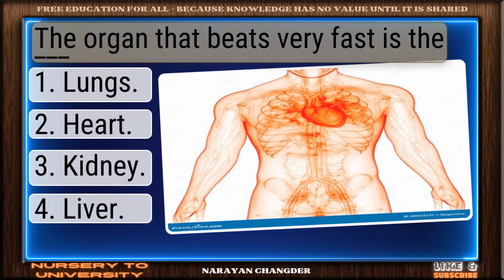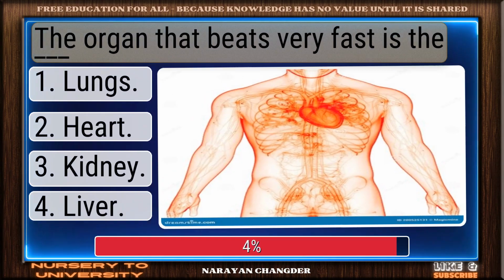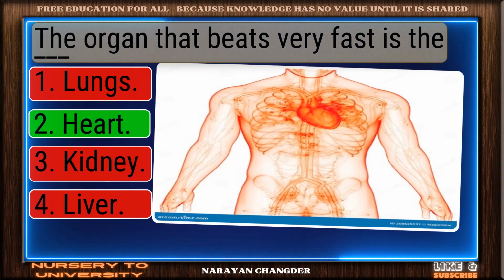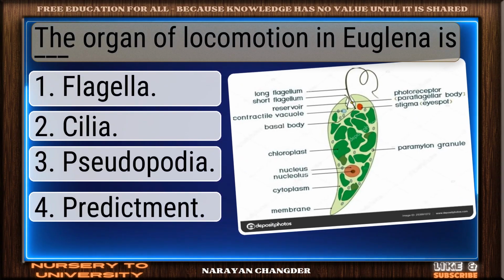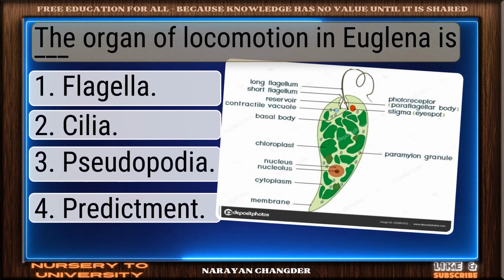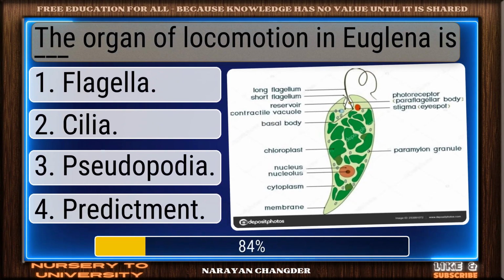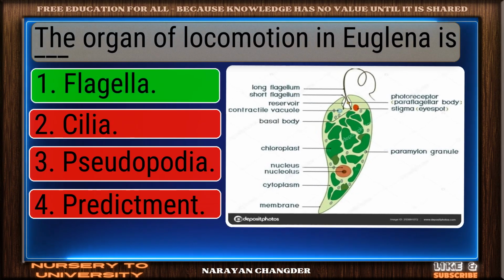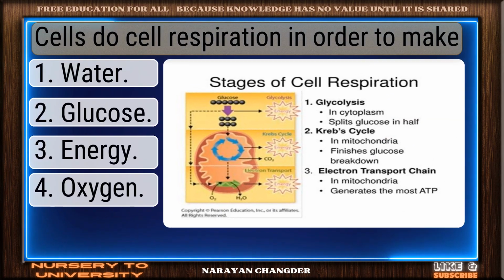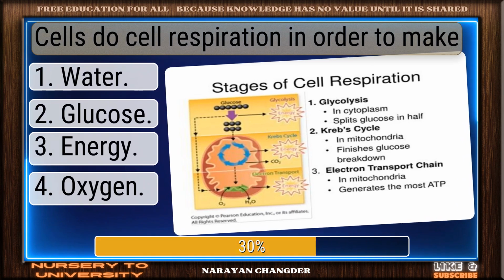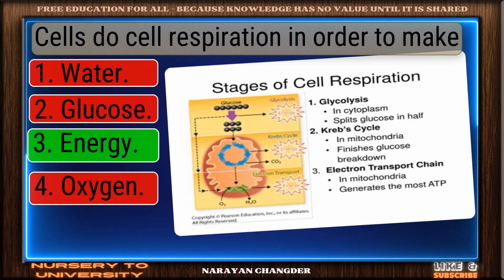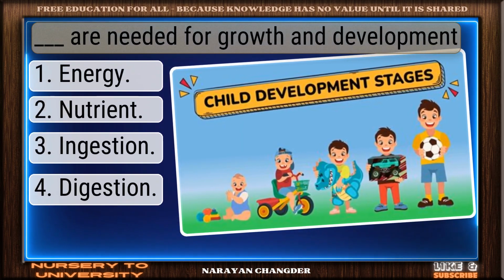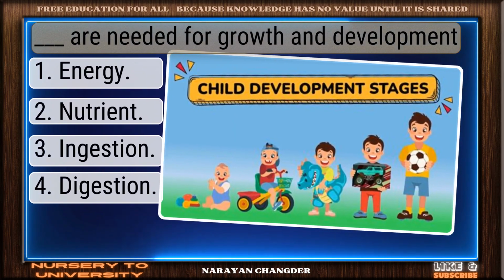Question number 91. The organ that beats very fast is the dash. Sharp thinking. Heart is the right choice. Question number 92. The organ of locomotion in euglena is dash. Great thinking. Flagella is the right choice. Question number 93. Cells do cell respiration in order to make. Excellent choice. Energy is the right answer. Question number 94. Dash are needed for growth and development.